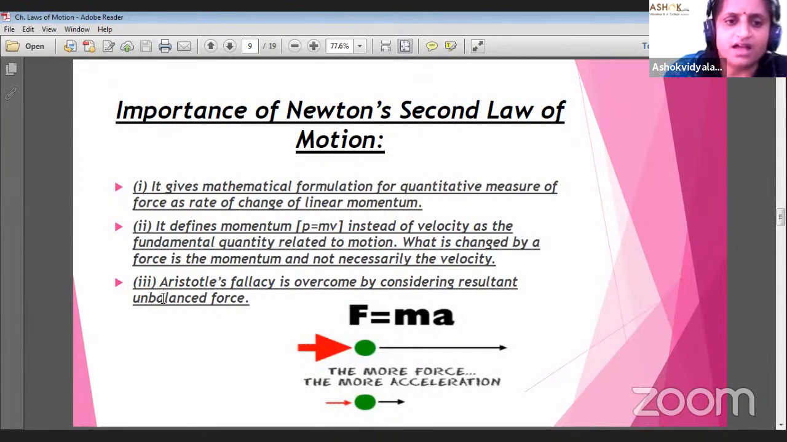And next, Aristotle's fallacy is overcome by considering the resultant unbalanced force. What exactly is the fallacy that is overcome by considering the resultant unbalanced force? Which one is the fallacy? The statement that an external force is required to keep a body in uniform motion. That is, force is equal to mass into acceleration. The more the force, the more the acceleration.